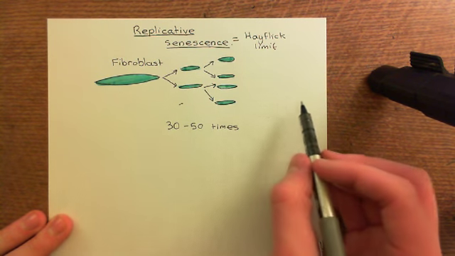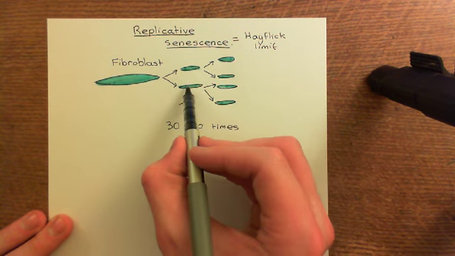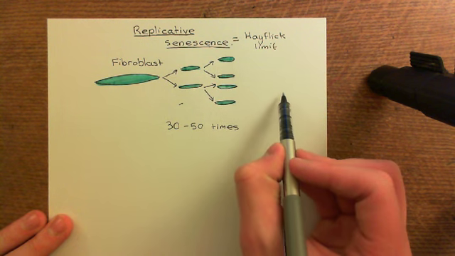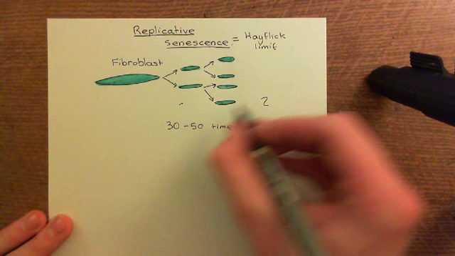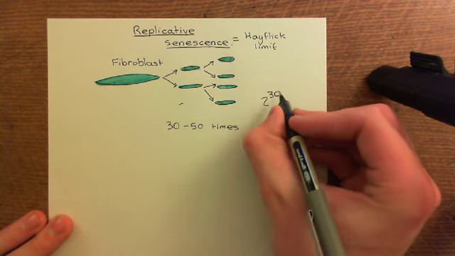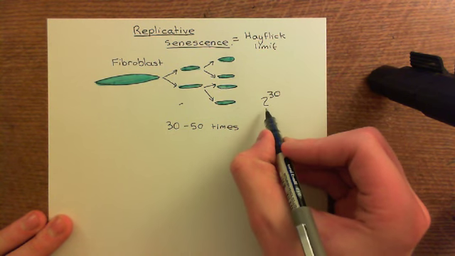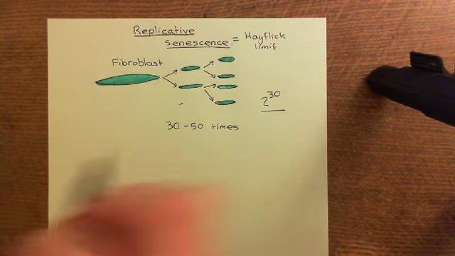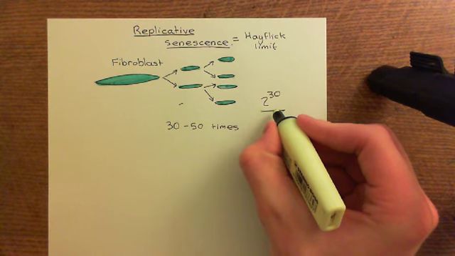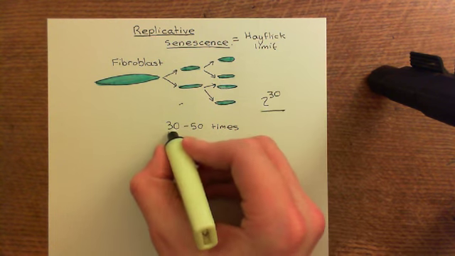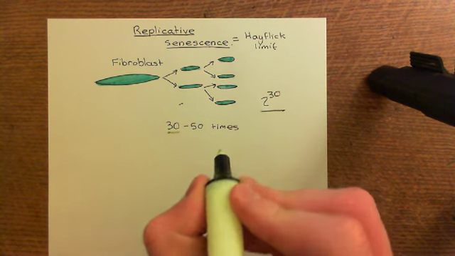Now, how many cells will you have by the end of that? Well, each time you divide, you are doubling the number of cells. So let's say it divides 30 times, you'll have 2 to the power of 30 cells. And when you finally have that 2 to the power of 30 cells, none of those cells will be capable of dividing. It will stop. So that is what is meant by replicative senescence.